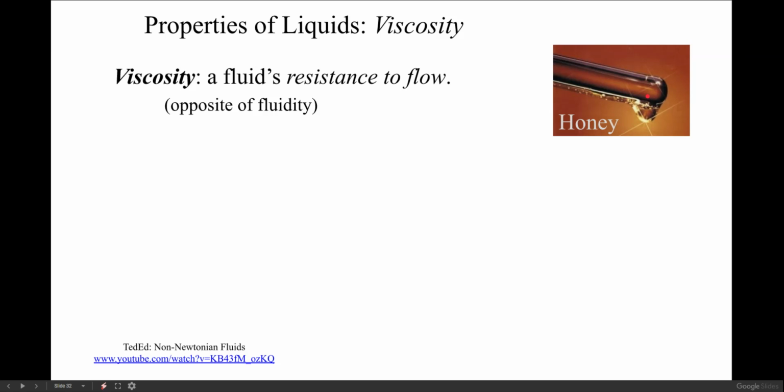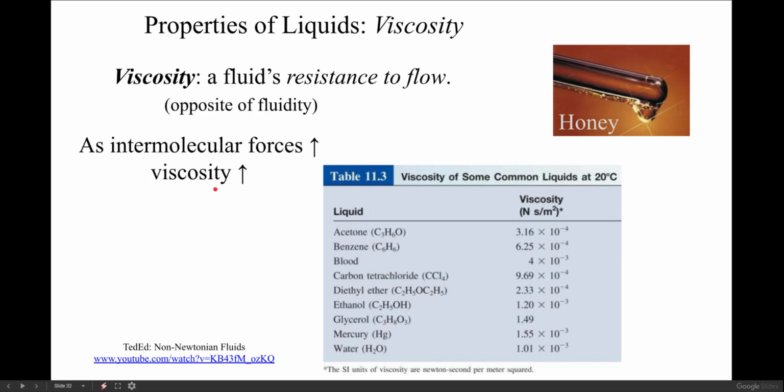In the next chapter, we'll talk about gases, and we'll say gases are perfect fluids. So gases can pretty much move about with almost no resistance to flow. So they have virtually zero viscosity. But again, if we want to know why honey is so viscous, why things like syrups take so long to flow, they have stronger intermolecular forces. So the stronger the intermolecular forces, the less they're going to flow, and we say they're more viscous.